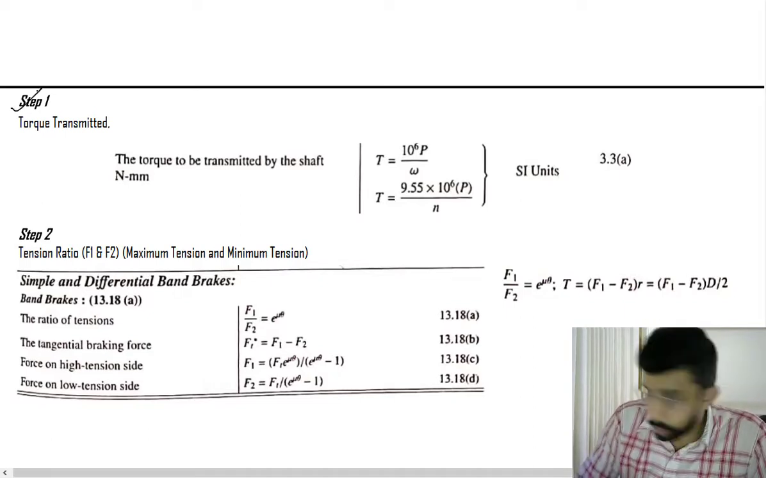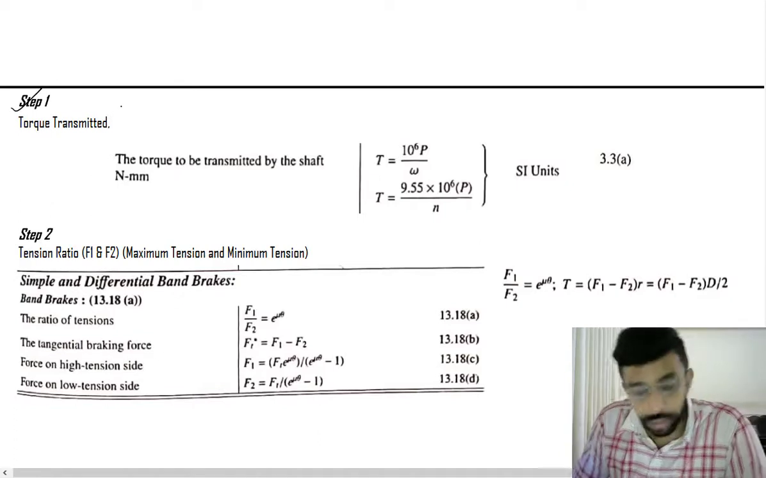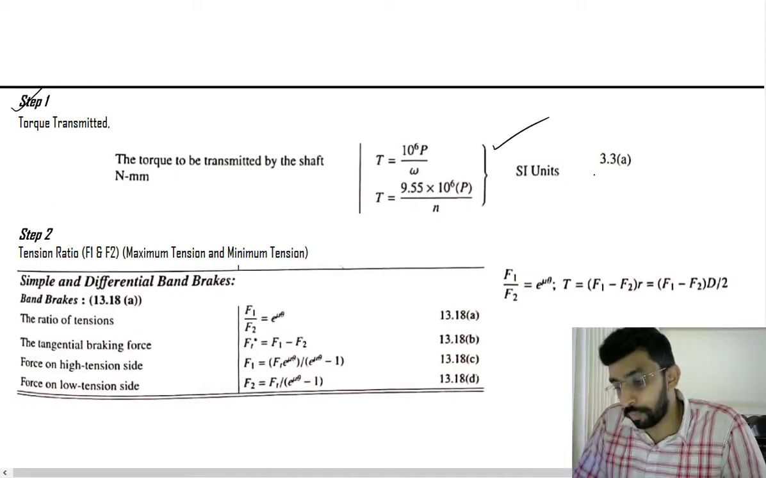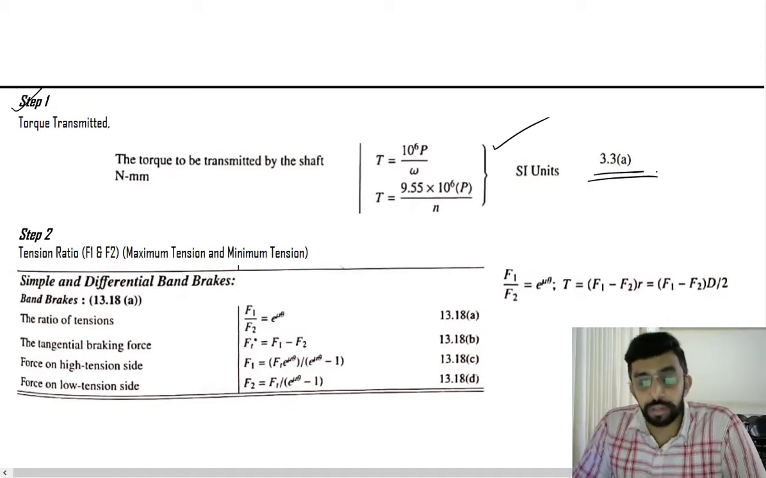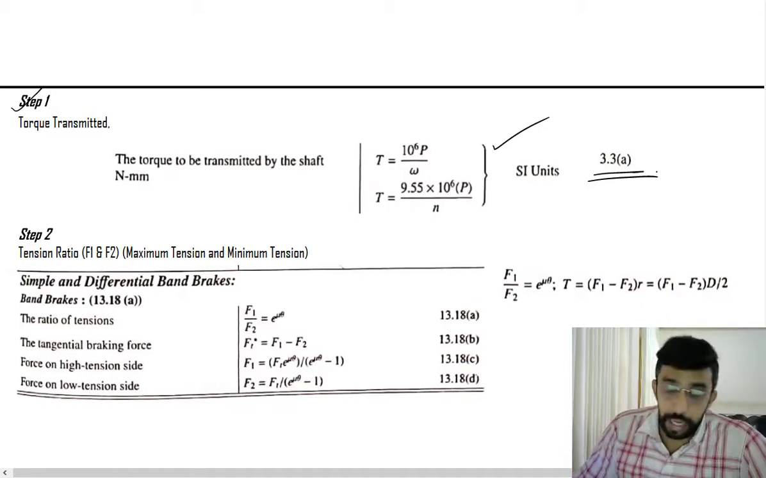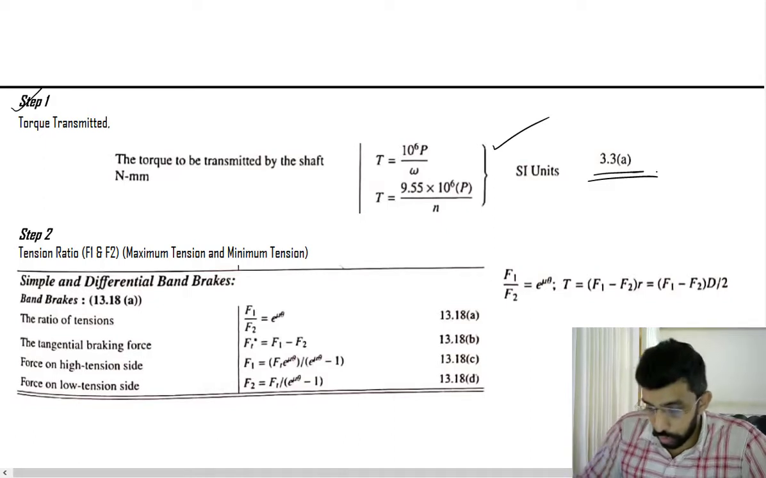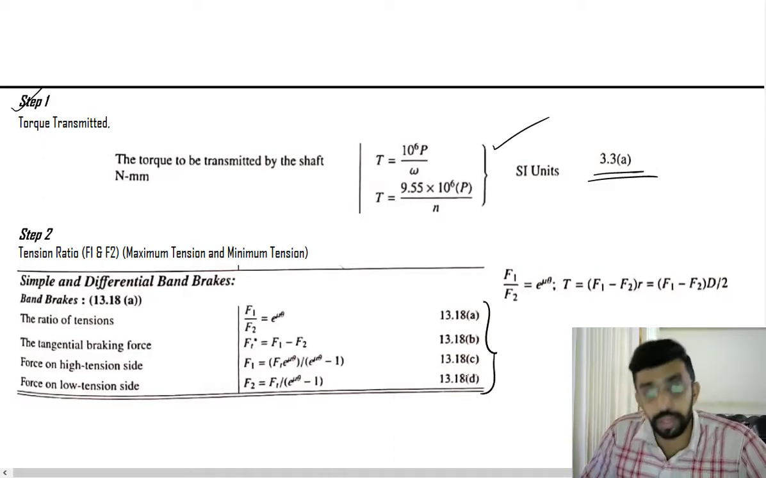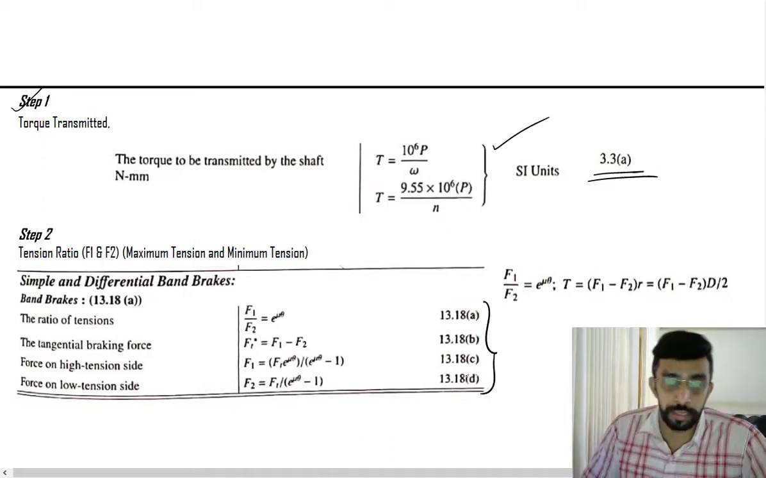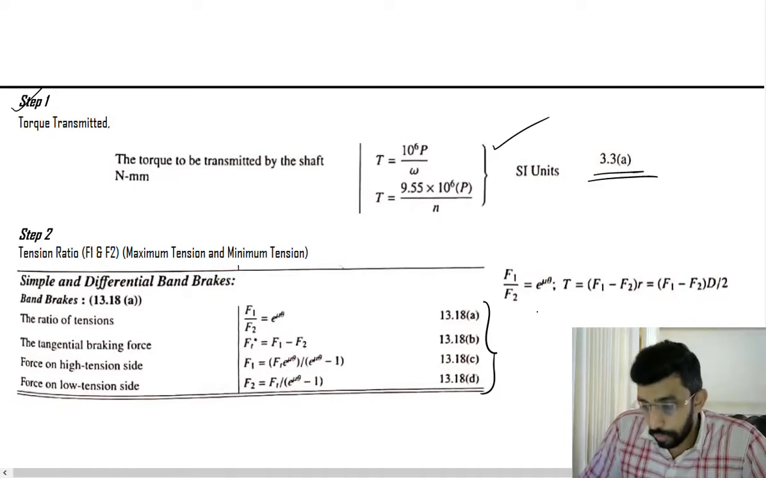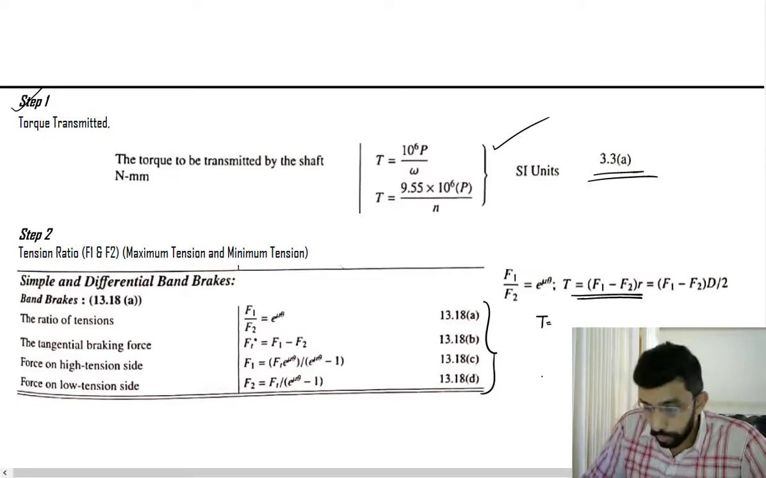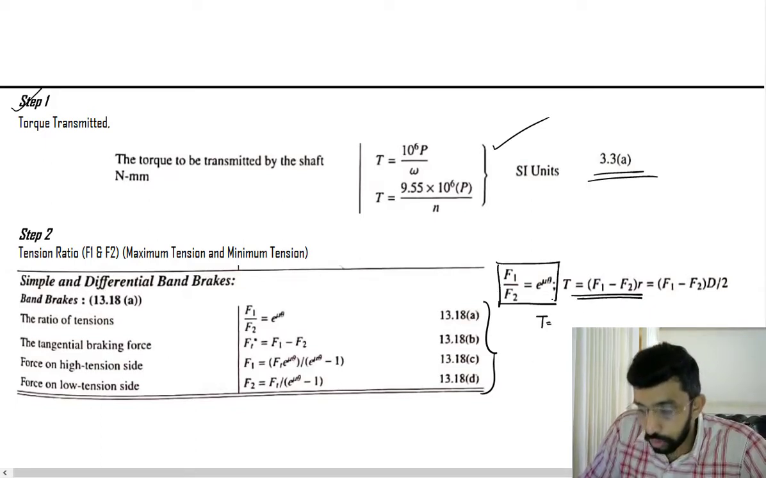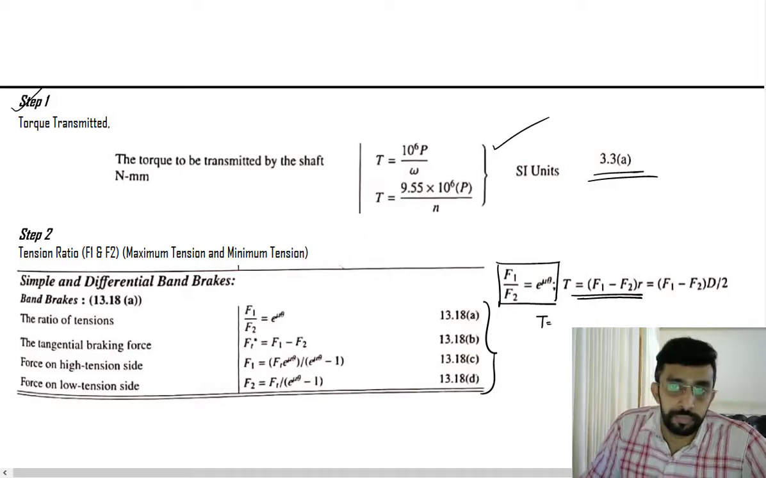Here the first step is the same. We are going to find the torque transmitted using the same equation 3.3a. Now our aim is to find the value of tensions F1 and F2. For that you can use these equations, the very normal equations that we have learned in basic mechanical engineering. Torque is nothing but F1 minus F2 into R, and also F1 by F2 is equal to e to the power of mu theta.